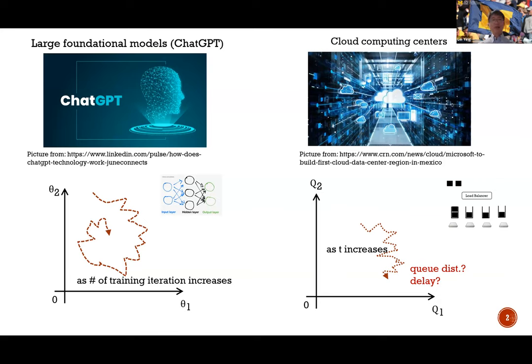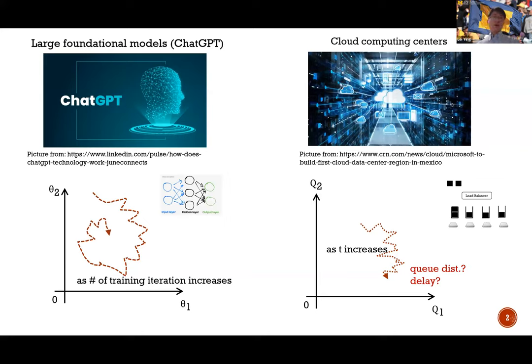So we can view these parameters as basically forming a large scale stochastic system. And what we try to understand is, as the iteration continues, how these parameters evolve over time, where they will converge to, what's the convergence rate of the training algorithm, and what's the generalization error when the parameters converge to the fixed point, right? So this requires us to understand this very large stochastic system.